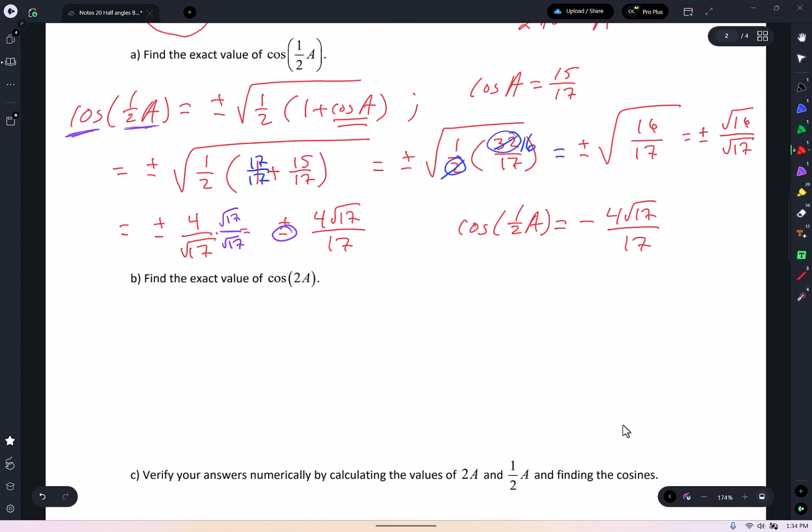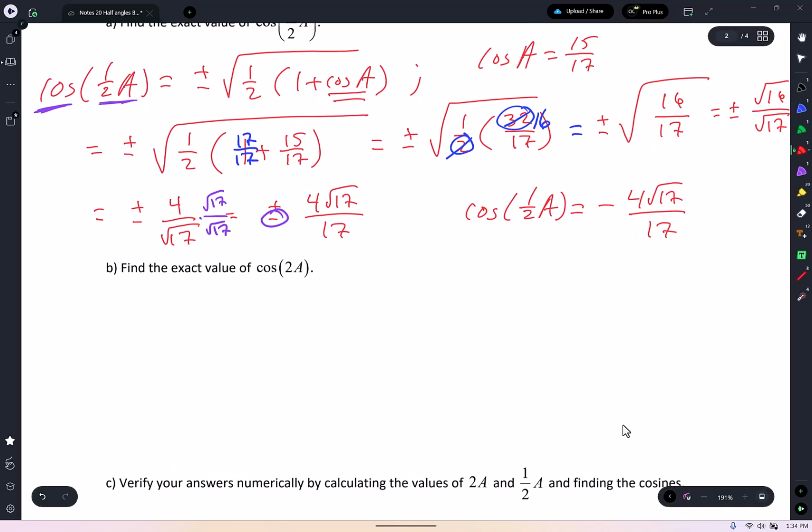Okay, good. All right. The next one, guys, cosine 2a. This is just like what we've done in the past. This is just a double angle, cosine 2a. Don't make life hard for yourself. It's a double angle. Choose the formula that just has cosine in it.